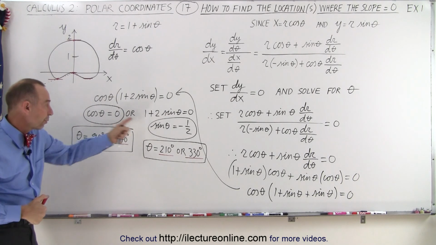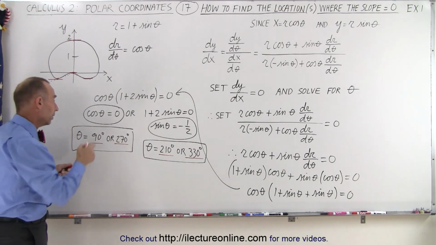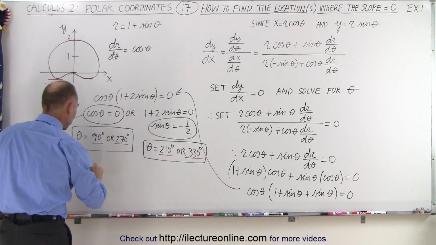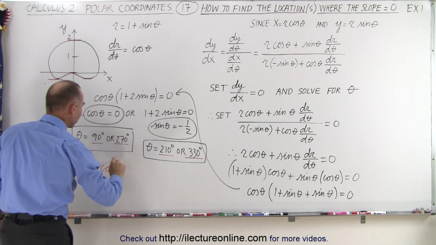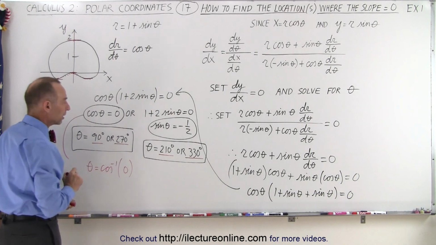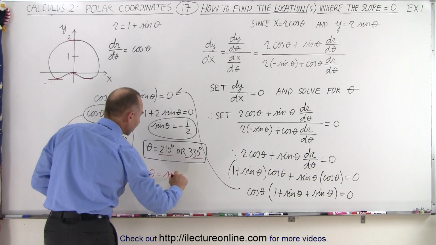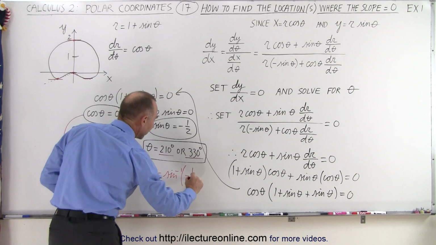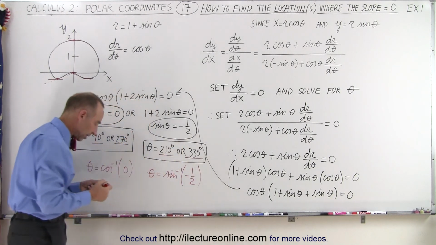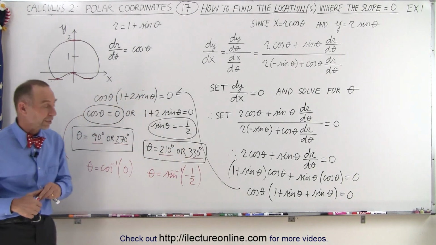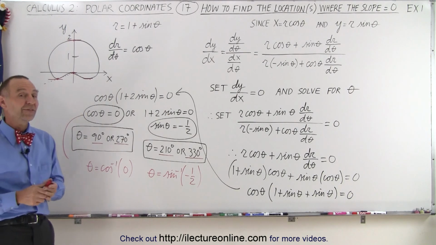Now if you're not quite sure what we did here, you can simply say, well, from here you can write that theta is equal to the inverse cosine of 0 and plug that into your calculator, or you can say that theta here is equal to the inverse sine of negative 1/2. And again, if you do that in your calculator, you will come up with those particular values. And that's how it's done.